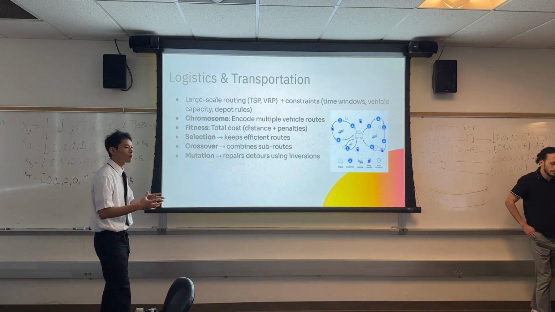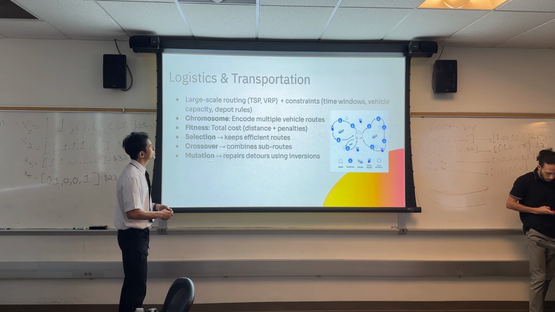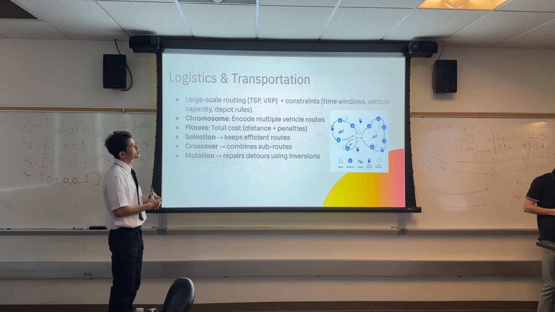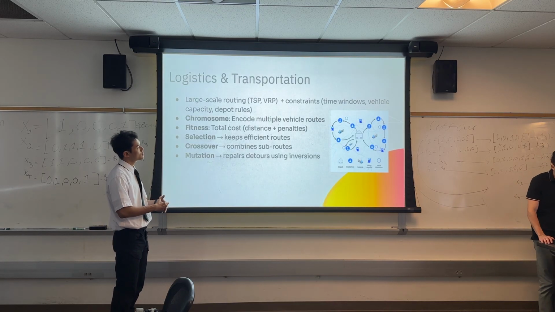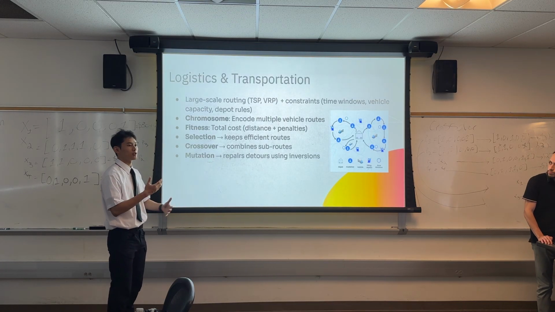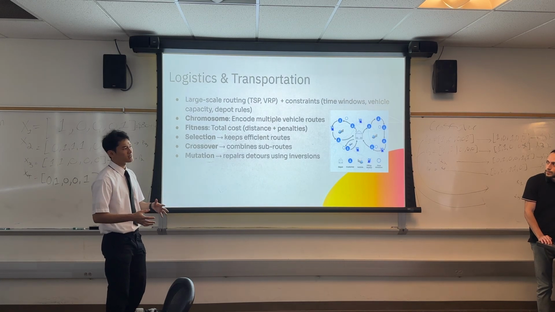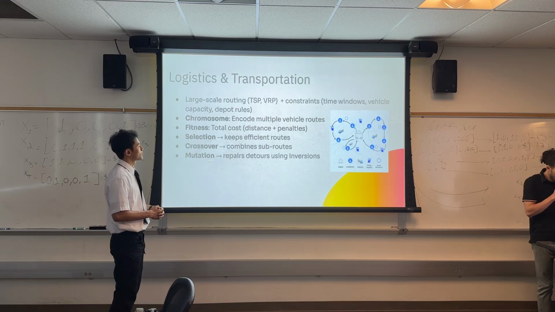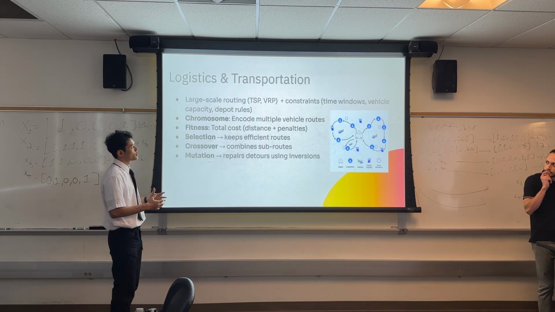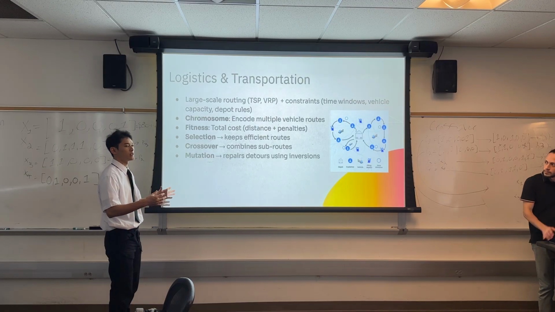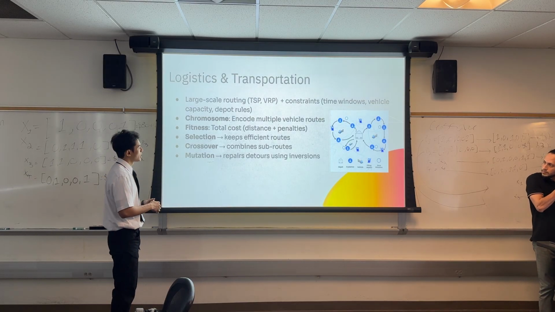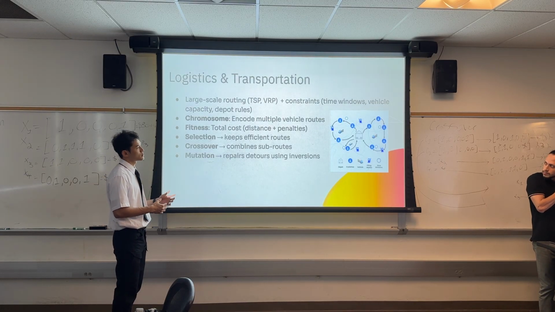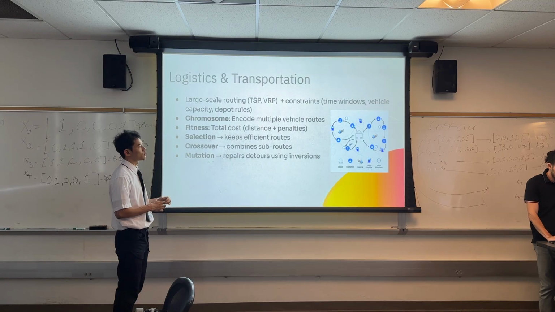And in terms of how a genetic algorithm can help with it, we make chromosomes the multiple vehicle routes, and for fitness, we calculate the cost. So it's total distance plus the penalties. Could it be late? Could it be overloaded? Other things like that. For selection, we keep the efficient routes, and for crossover, we combine the good, valuable sub-routes. And for mutation, we repair detours if the routes are making detours.